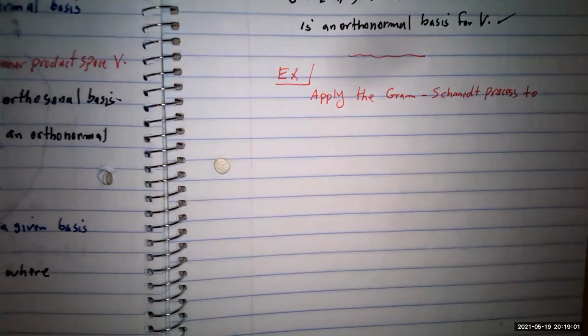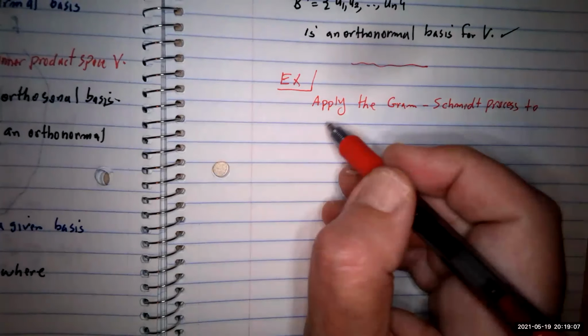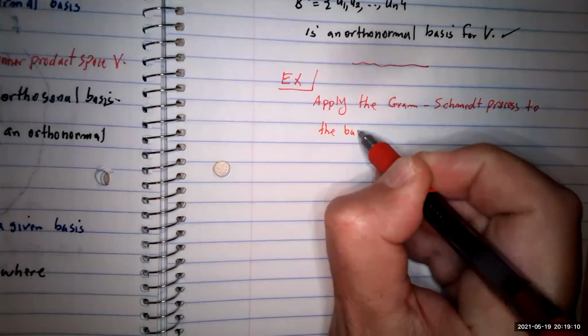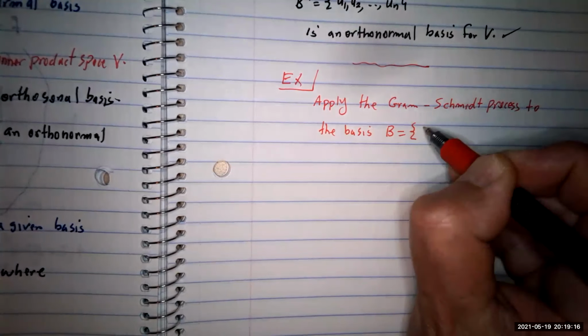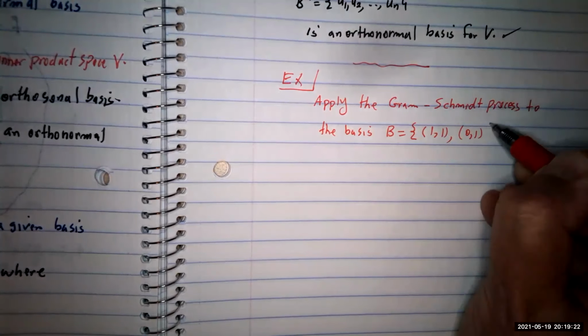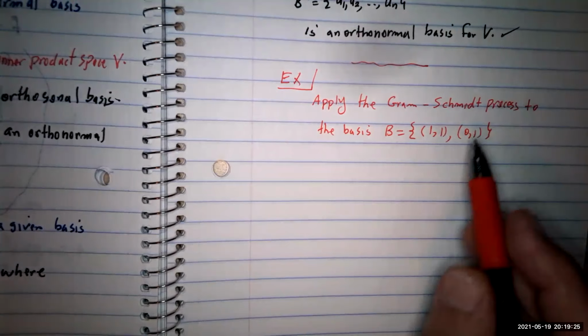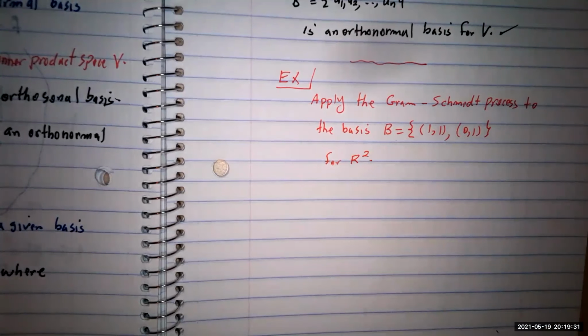Process to find an orthonormal basis. The basis is B equal to (1, 1), (0, 1), for R2. The classic R2, if you like. So it's just two vectors. It's going to be easy. Now we are interested in having you find these vectors for us.